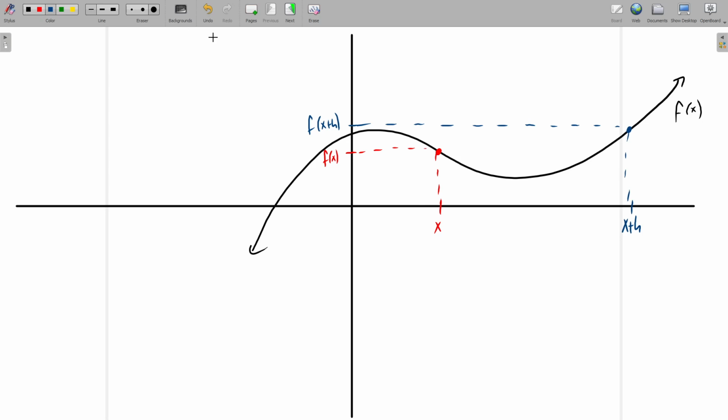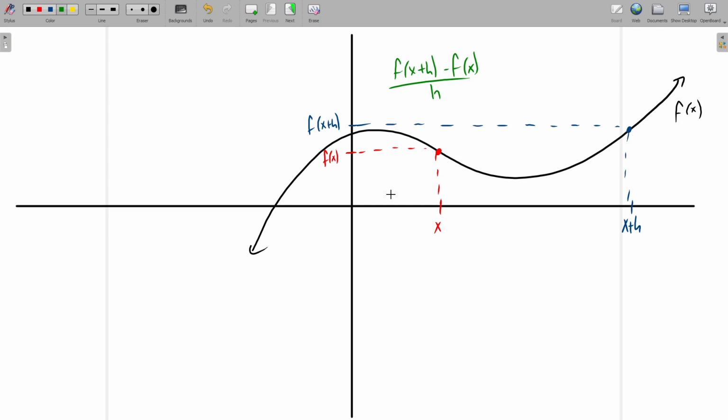So what we have currently is a secant line, a line that goes through these two points. And we can find the slope between these two points. We can take the difference in their heights, f of x plus h minus f of x, over the difference in the x direction, x plus h minus x, which is just h. That gives us the slope of the secant line, but we want the slope of the tangent line.